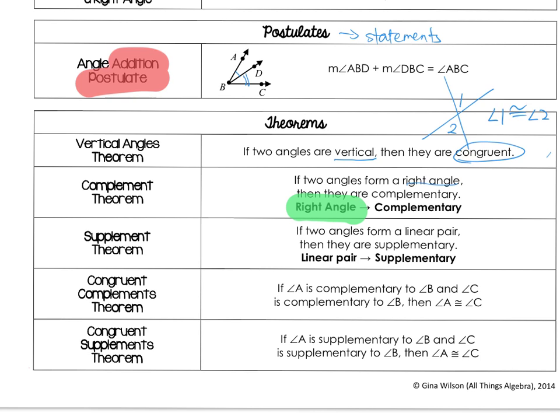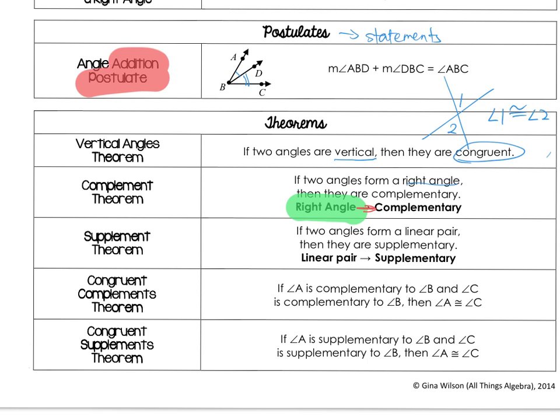That complementary theorem says if I already have two angles that form a right angle, then they're complementary to each other. So this is a one-way street. If you pay attention here, this arrow here is one way. So the hypothesis has to have a right angle in there, okay?